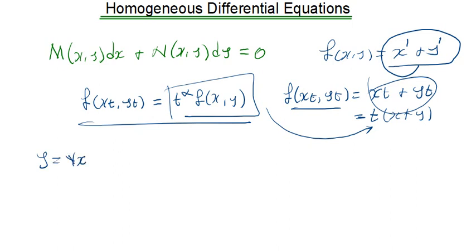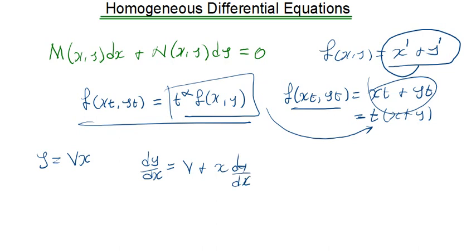At any point where you have y in your equation, you're going to substitute vx. Then instead of having dy/dx, your dy/dx is going to be equal to v plus x dv/dx. Where does this come from?